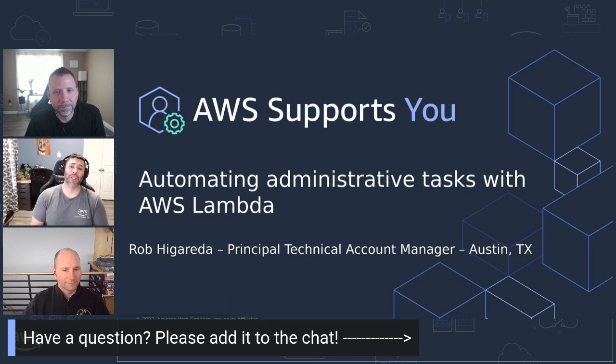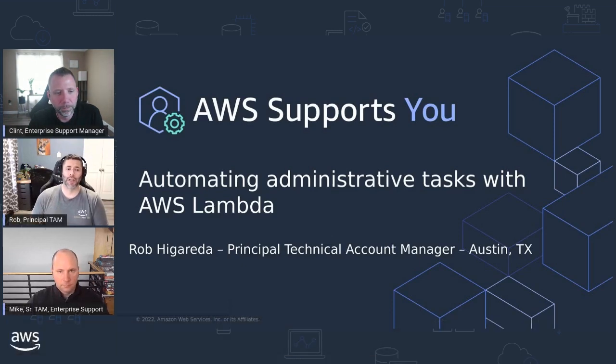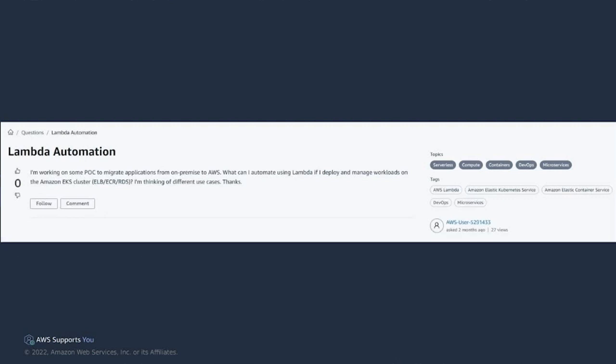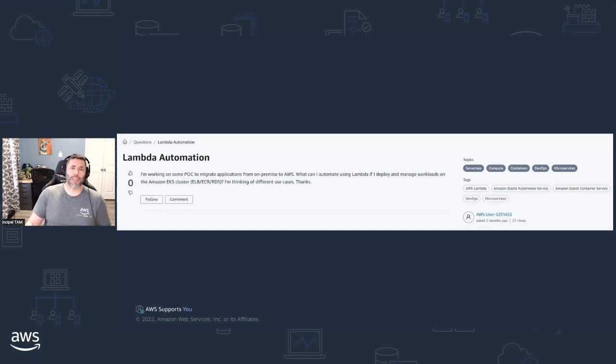But I'm going to take over for Clint and cover our next question that we had come in on re:Post, which was about using Lambda for automation. Looking at it, I'm working on some POCs to migrate applications from on-premises to AWS. They wanted to know, what can I automate using Lambda if I deploy and manage workloads from, say, an Amazon EKS cluster, resources like ELBs, ECR, RDS, just thinking of some different use cases. So overall, it's really kind of an ambiguous question.